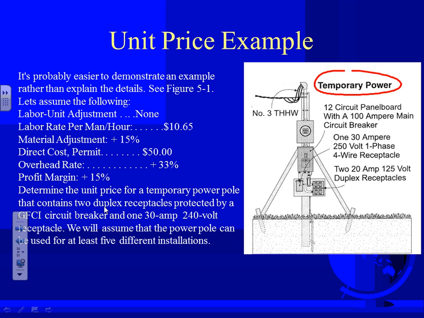So this is a smaller contractor. He has a temporary power. His service is 100 amp, guys. Can you see that? Main breaker. I have 12 circuits in a panel. One circuit is 50 amp, 240, that must be for a welder, feeding a four-wire receptacle, and I have two 20 amp circuits feeding duplex receptacles. So this is how it looks.